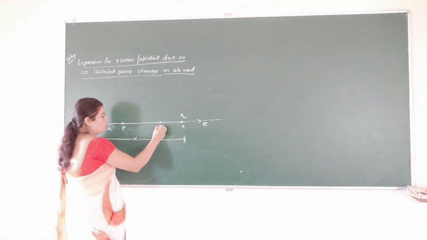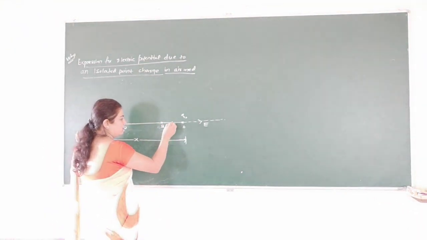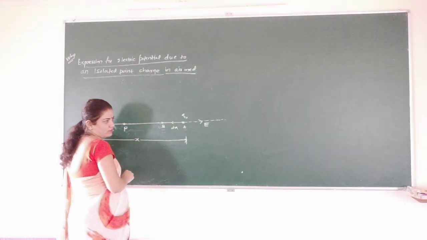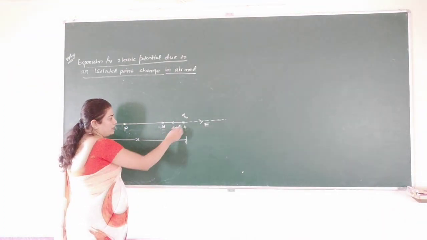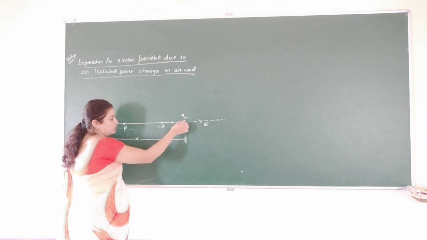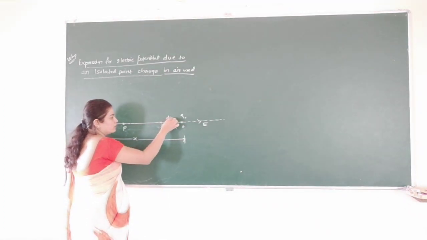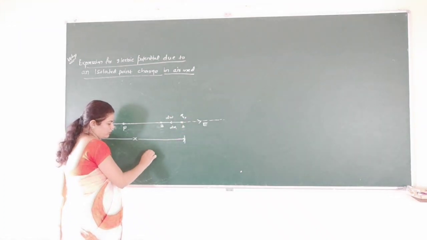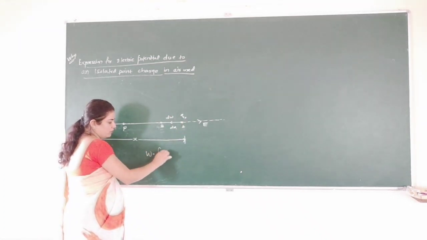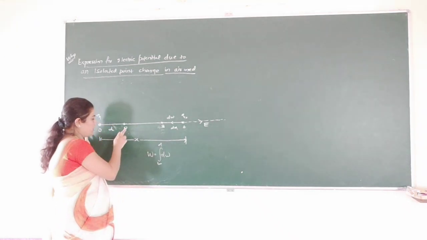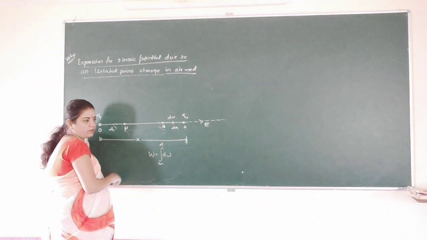Next I choose one of the point B at a distance dx. Okay. Now I will bring this test charge from A to B. The work done is dw. And the total work done W is equal to what? Integration of dw from infinity to a point P which is at a distance D. This is a simple expression.